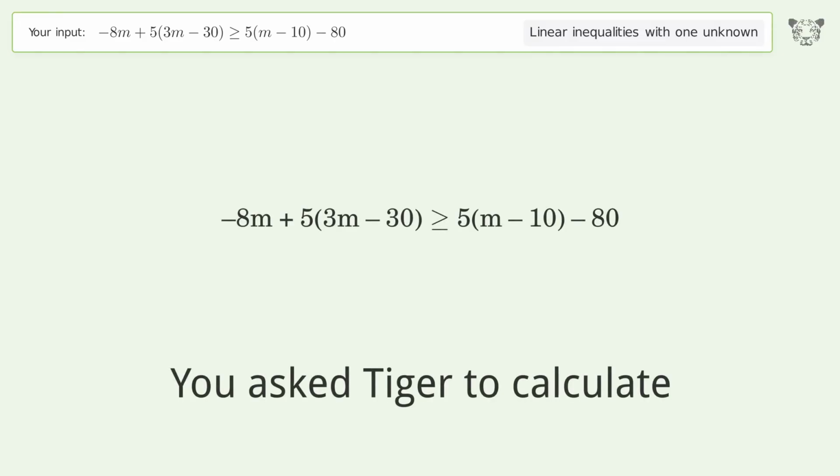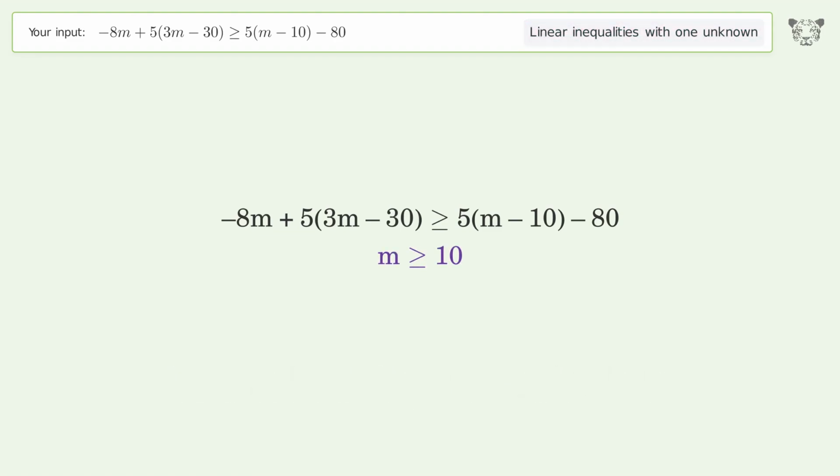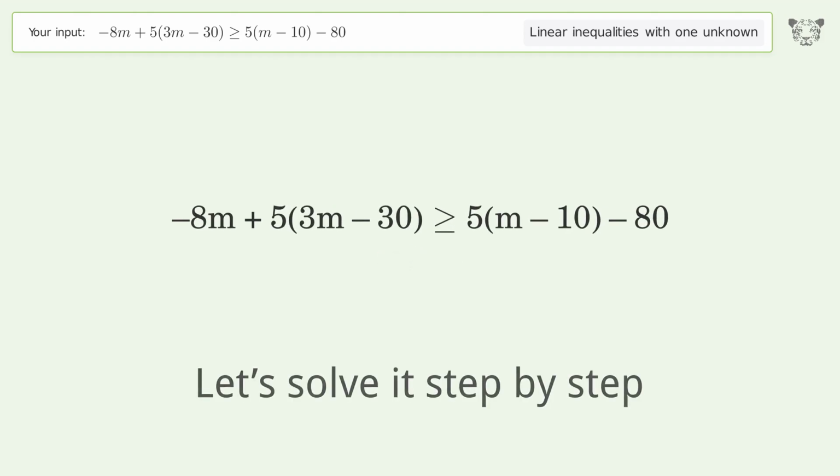You ask Tiger to calculate. This deals with linear inequalities with one unknown. The final result is m equal or greater than 10. Let's solve it step by step.